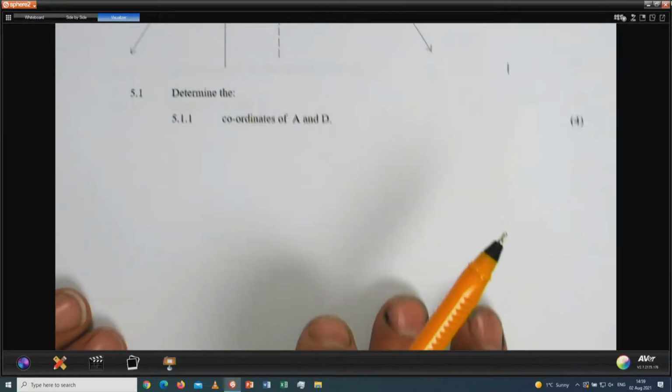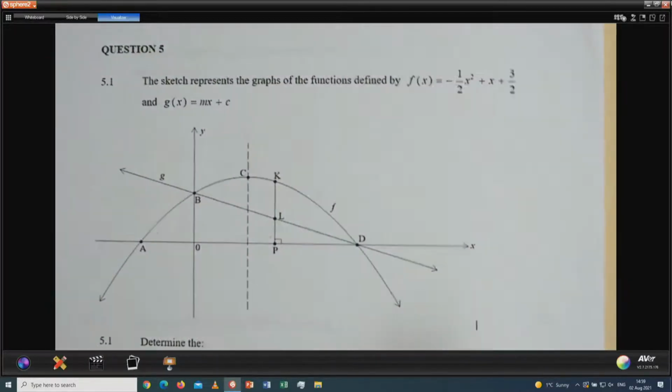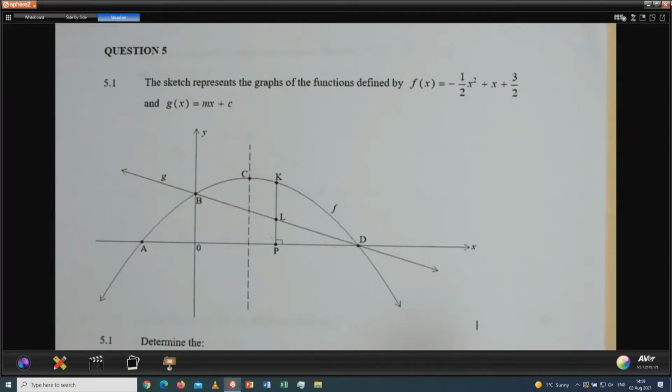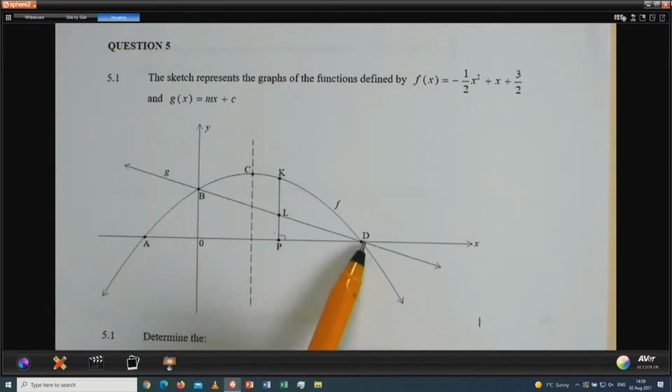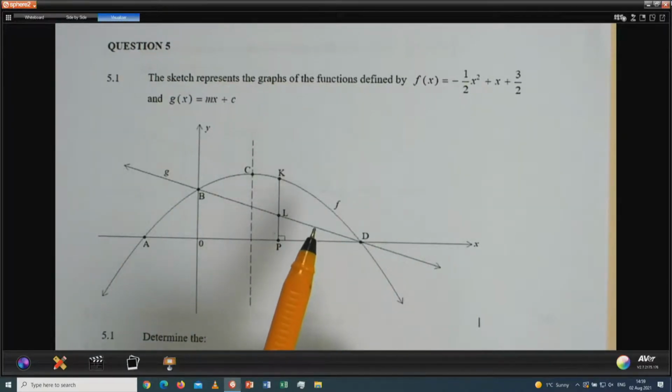Right, let's look at question 5. This is the last question. They say the sketch represents the graphs of the functions defined by f(x) is equal to negative half x squared plus x plus 3 over 2, and g(x) is equal to mx plus c. Now they want the coordinates of A and D.